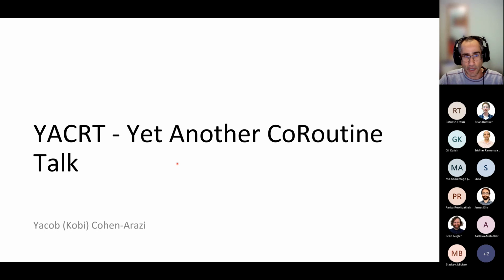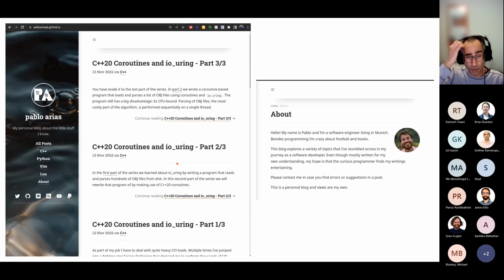Okay. So, yet another coroutine talk. There's multiple of them. One of the things that actually triggered this talk was a blog post by Pablo Arias, who is from Munich, and I had the pleasure to chat with him offline through emails, and he agreed that I'll use his ideas here from the IO U-ring, a kernel feature, and I made some changes, so you have the opportunity to read the blog post. It's a 3-part blog post. I think it's a great one, by the way.